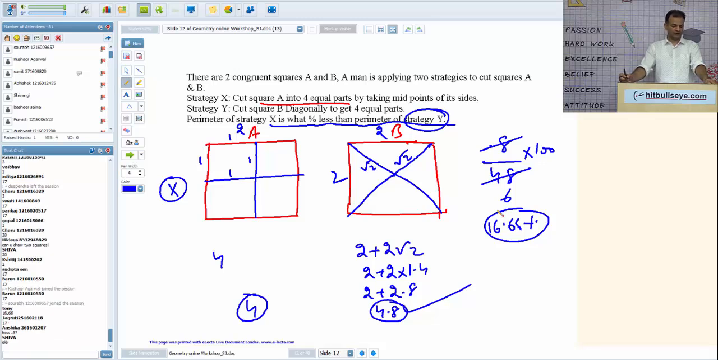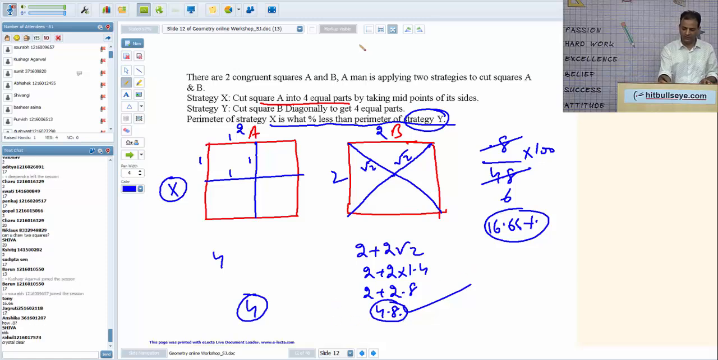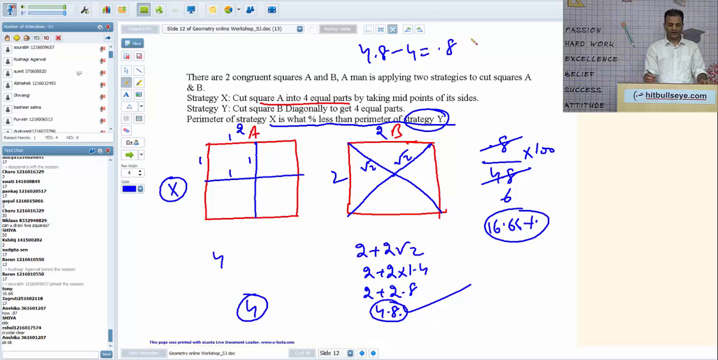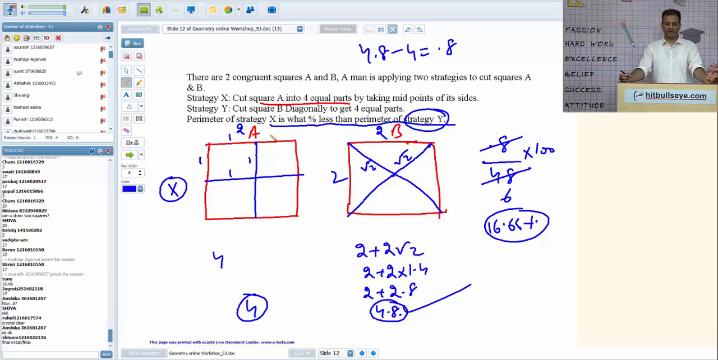And those who have done, Anshika, how 0.8? 4.8 minus 4. 4.8 minus 4 will be 0.8. Perimeter strategy X is what? Leave aside percentage, Anshika. 4.8 minus 4 will be 0.8 is less than, and now comparison is with strategy Y. So 0.8 upon 4.8.